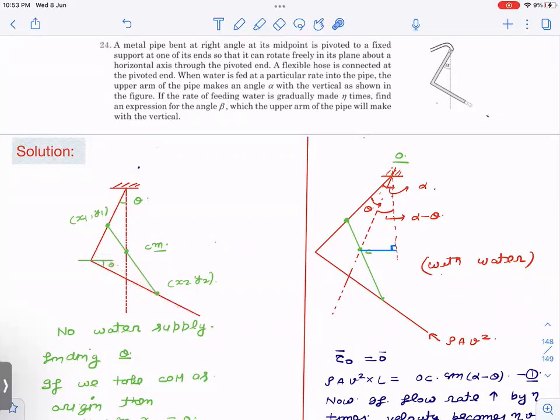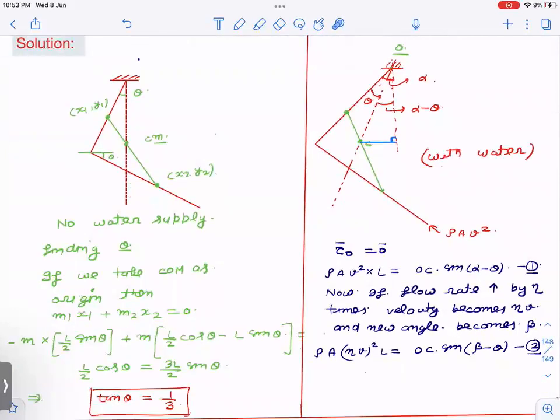Now I am applying the condition that the center of mass should be along this line. This is what is going to happen if there is no additional force, no force due to the action of water. Then I am finding theta. So how do we find theta? Simple, m1 x1 plus m2 x2 equal to 0, if this is the origin. I'm taking the center of mass as the origin.